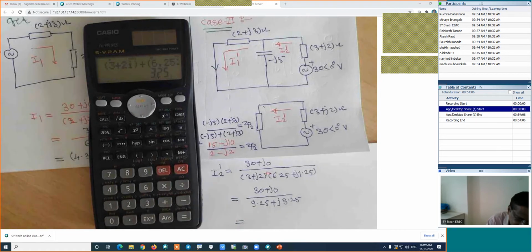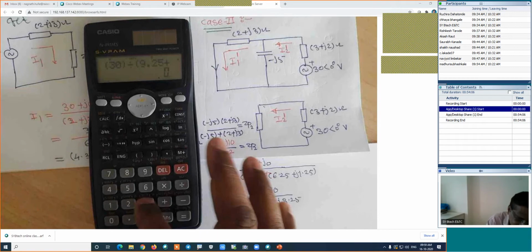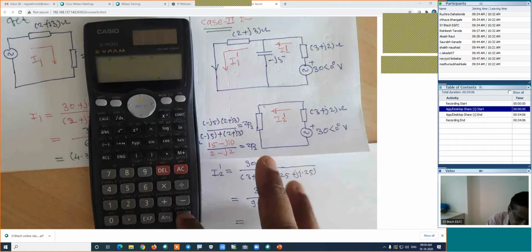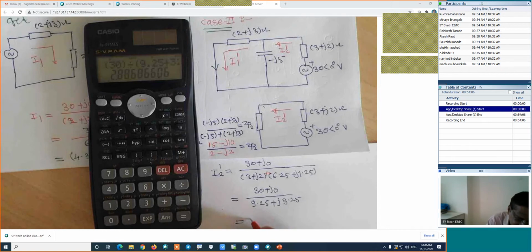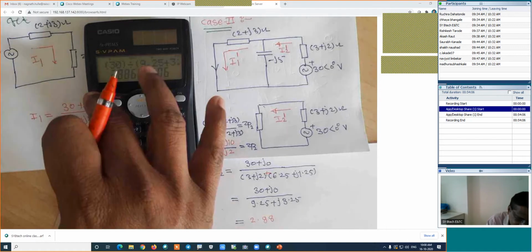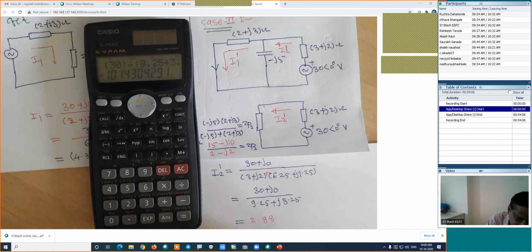If we are able to calculate that particular current, which is equal to, I will use the division: start bracket 30 plus j0, meaning 30. I will not write j0 for this case. 30 divided by start bracket 9.25 plus j3.25, I will close the bracket, is equal to. This will give the real part of the calculation, which is 2.88. Is it right? How is the imaginary part? Shift and equal to, its imaginary part is minus j1.01.